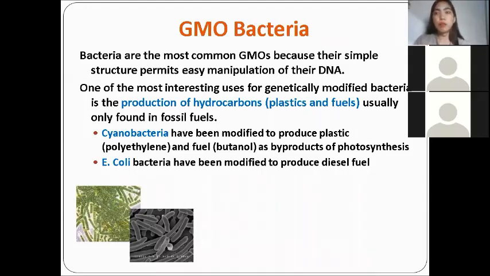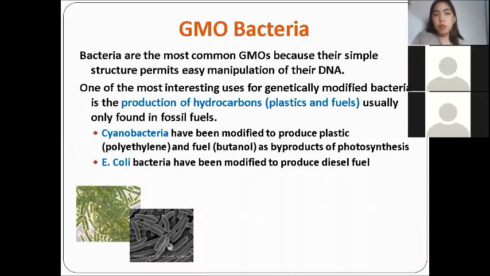In most research, ethics is the most important. Hindi ka pwedeng mag-undergo ng research na without ethics. Siyempre, there are rules, there are laws na pwede mong malabag. So, kailangan, nandun ka pa rin, magko-commit ka pa rin sa mga law, parang susundin mo pa rin sila. So, bacteria are the most common GMOs because their simple structure permits easy manipulation of their DNA.